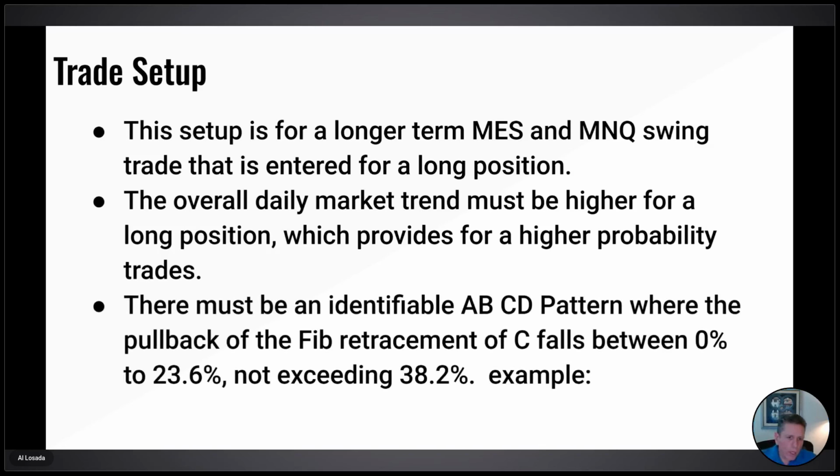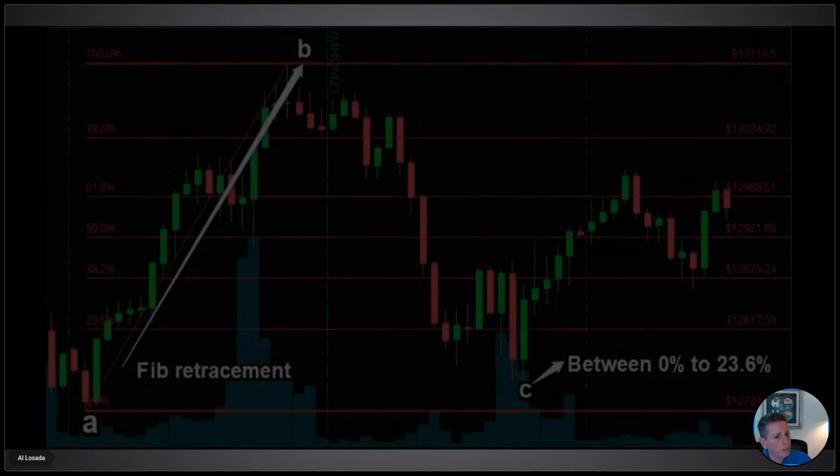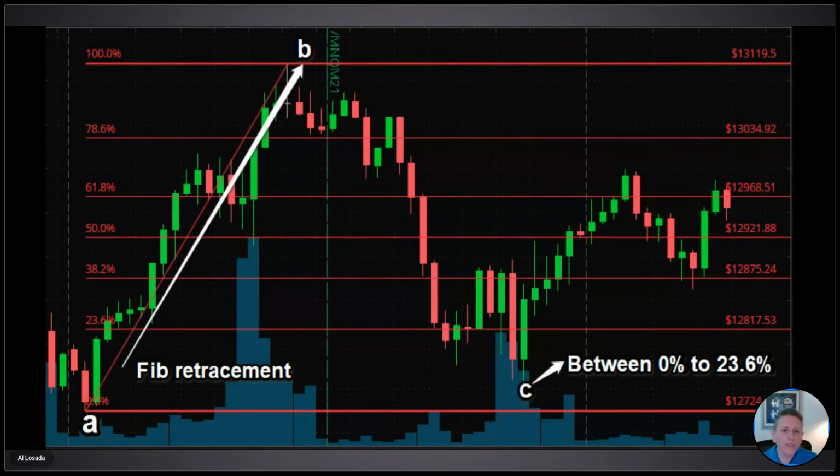There is an identifiable pattern called the ABCD pattern, where you work with a pullback or a fib retracement, and it falls into these Fibonacci support and resistance areas. We're going to talk a little bit about that. I love using the ABCD pattern because it really does work. And this is an example of one.